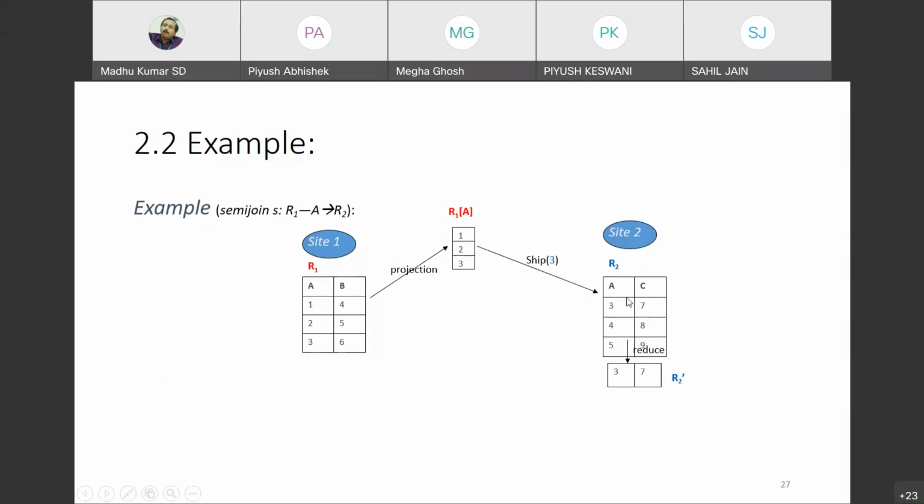In the semi-join, you take the join of the common column of R1 with R2 as a natural join. So the result is 3, 7, and that is transferred to the location from where the query is coming, and here you send the tuple 3, 6, and the result will be 3, 6, 7.